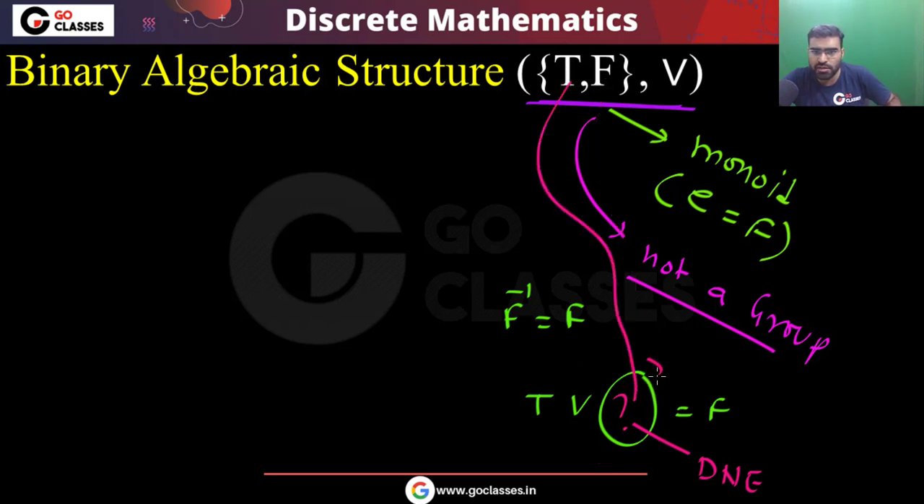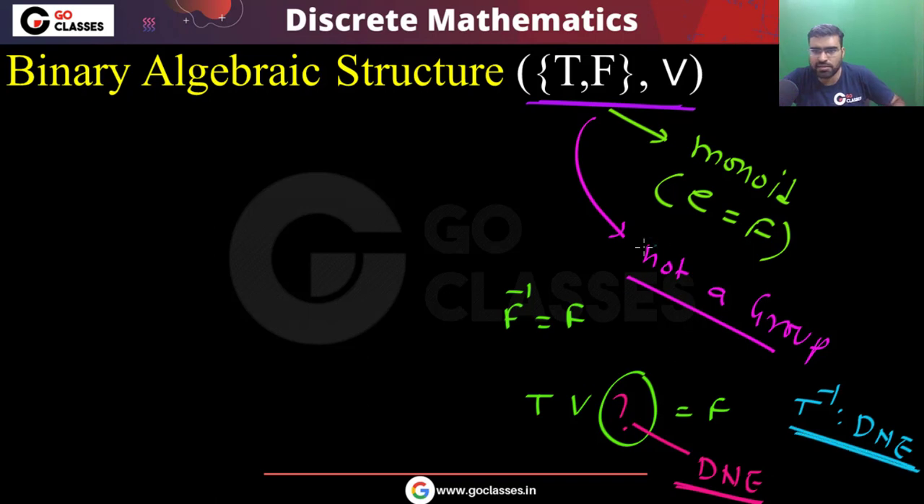If I put true here, then true or true will be true. The point is, true or anything can never be false. So I can say this true inverse does not exist. So you can see this true inverse does not exist. And this is the reason I can say this structure is not a group.